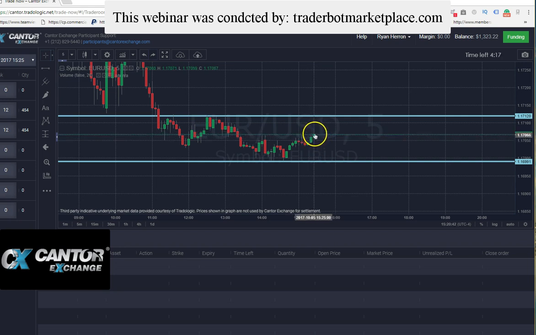The reason I don't want to sell it here is because nothing's happening. It's in the middle. People are buying, they're selling, the market's moving up and down, but there's no follow through. I want it when price busts through.